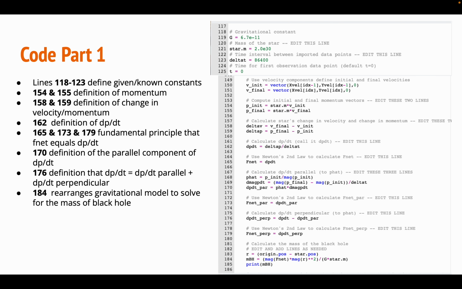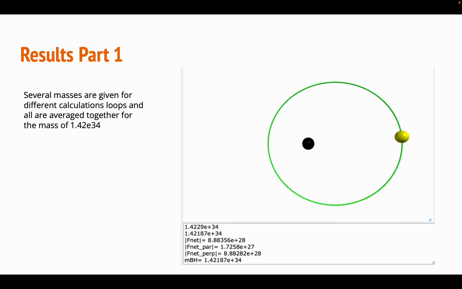Line 176 also uses that dp over dt can be broken into parallel and perpendicular components added together, but we just rearrange that in order to solve for the perpendicular component. And then finally, we use all of these forces that we've calculated using dp over dt in order to solve for the mass of the black hole by rearranging the gravitational model that I mentioned earlier. So the results, as you can see, I mentioned earlier, the mass of the black hole is 1.42 times e to the 34th.